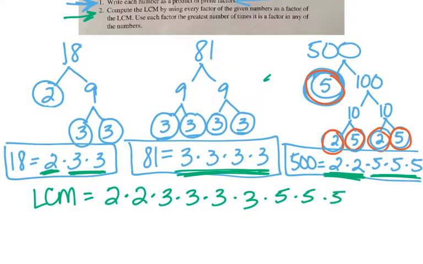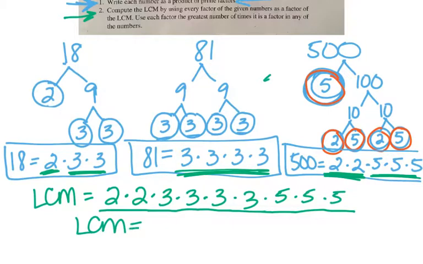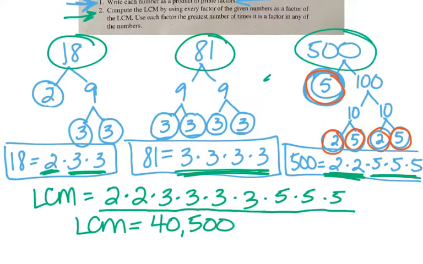So this is where you're allowed to take out your calculator and make sure you account for every single one. We're going to do 2 times 2 times 3 times 3 times 3 times 3 times 5 times 5 times 5. When you type that in a calculator and calculate it through, you come out with the number 40,500. That is the least common multiple of 18, 81, and 500.